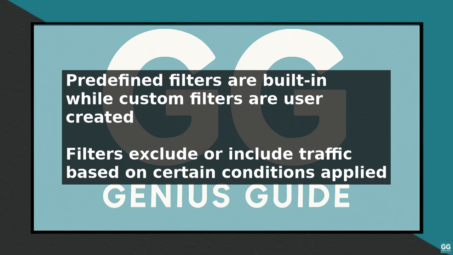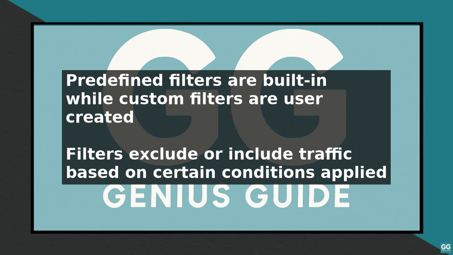To read Google Analytics filters, you need to navigate to the admin section of your Google Analytics account. From there, click on the view you want to work with, and then click on Filters. You will see a list of filters that are currently applied to your view. Each filter has a name, type, and description. The name of the filter tells you what the filter does. The type tells you whether it is a predefined or custom filter, and the description provides more details about the filter.